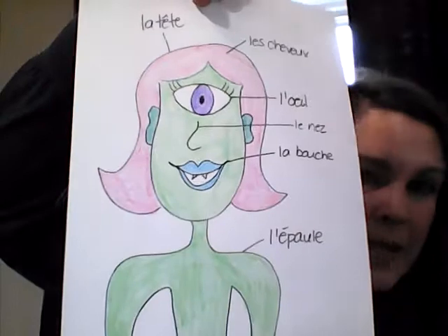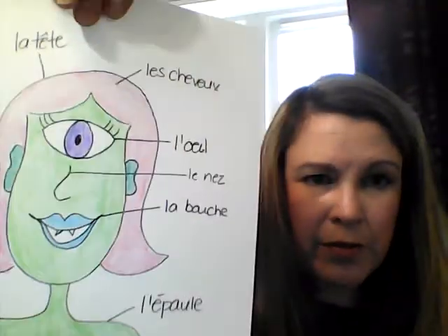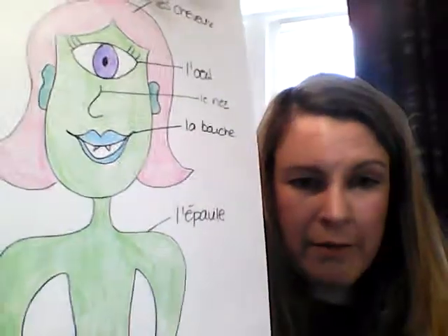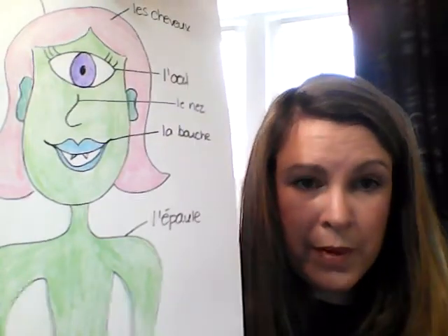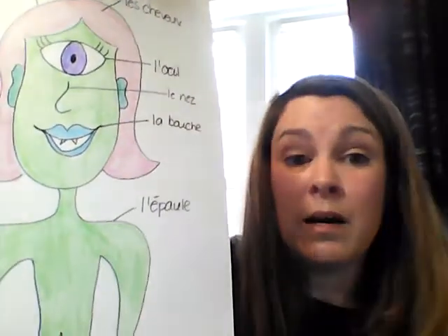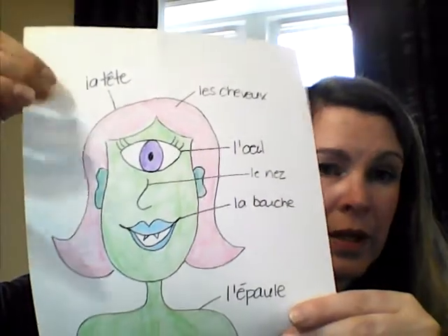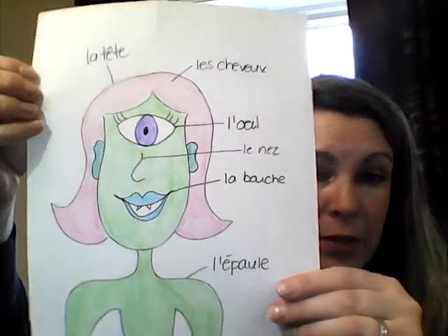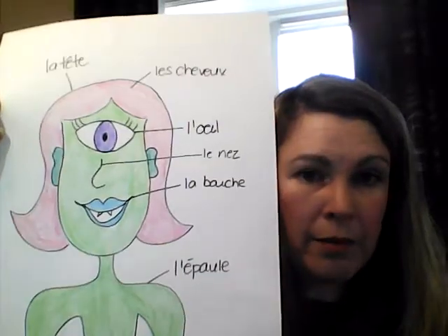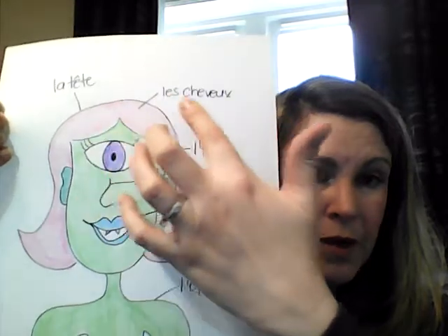Here's my monster. All right. Monster, alien, I'm not sure what you would call it. I kind of went and had fun with it. She's all green. She's got pink hair, blue mouth, purple eye, one eye, ears. And you see how I went ahead and labeled the different body parts. Now, I didn't label all 14. That's for you to do. But you basically would just point to the body part and just label it in French.